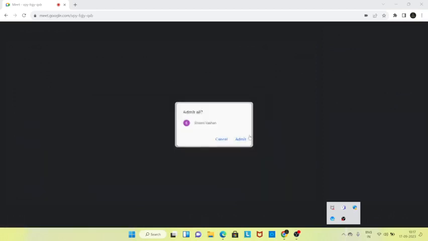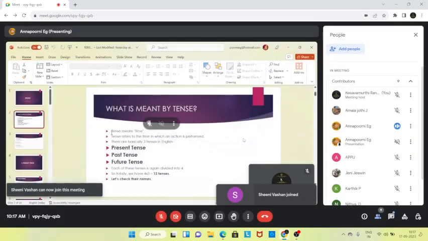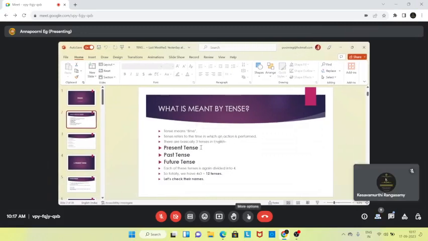Okay, so tenses was the beginning. First of all, we discussed what is meant by tense. Tense generally means time. Tense is another word for time. So it refers to the time in which an action is performed.